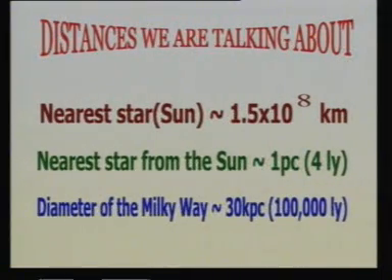Well, the nearest star, which is the Sun, has a distance of 1.5 into 10 to the power 8 kilometers from us. The nearest star from the Sun is 1 parsec, roughly 4 light years, and the diameter of the Milky Way, as I've just told you, is 30,000 parsec or 100,000 light years. So this is the kind of distance that we have to deal with. Ours is one of the larger galaxies. The total number of stars in our galaxy is estimated to be 2 into 10 to the power 11 stars. There are billions of galaxies in the universe.